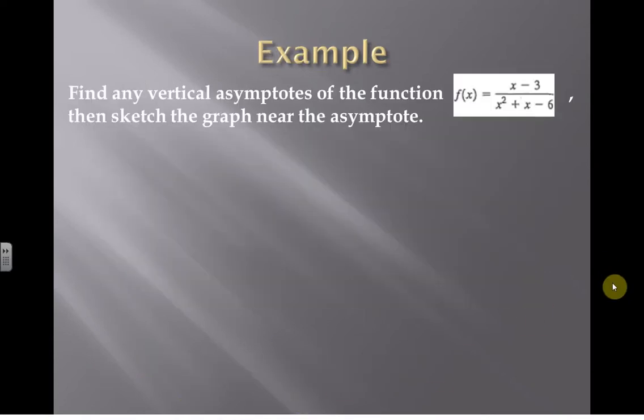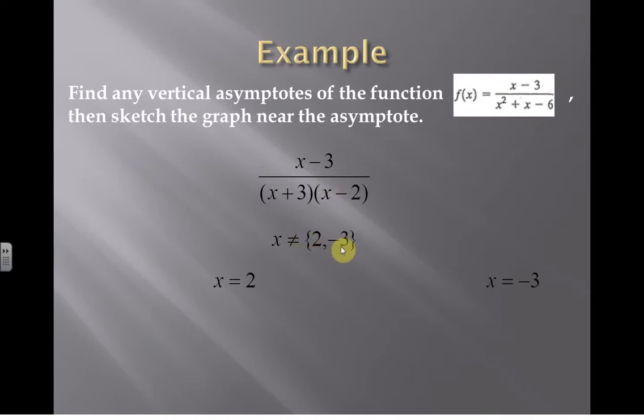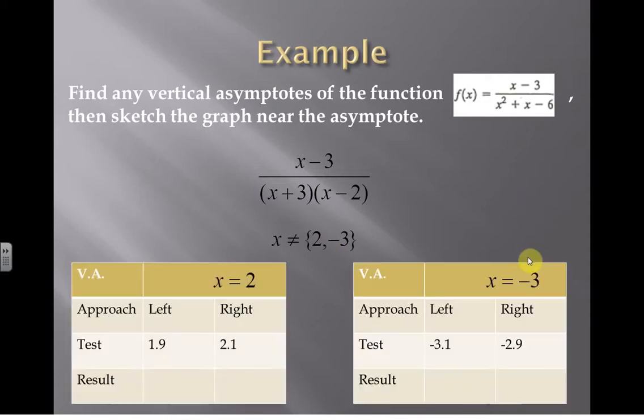So you already know how to find vertical asymptotes. You've been doing it for a while. You just didn't even know you were doing it. So you factor that, nothing crosses out, and then you have your excluded values of 2 and negative 3. Hey, guess what? Those are your vertical asymptotes, 2 and negative 3. So those undefined values are what your asymptotes are.